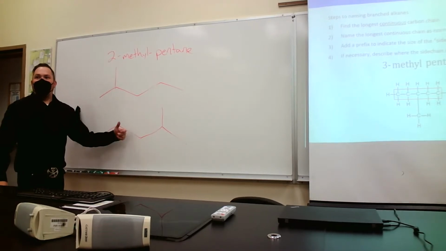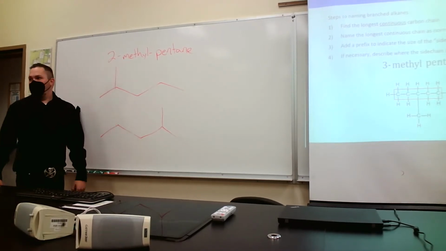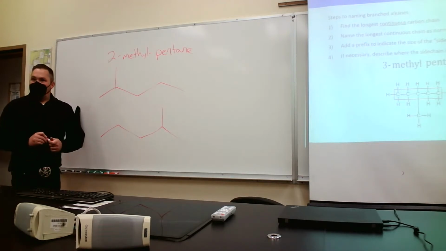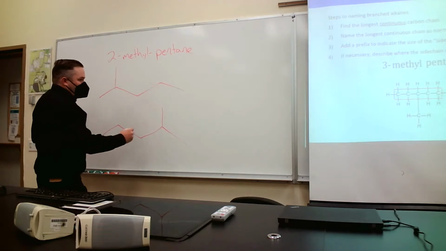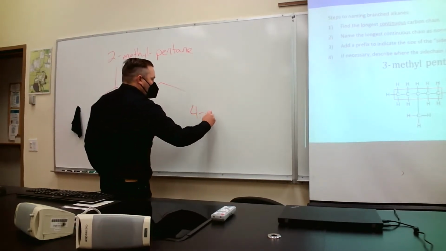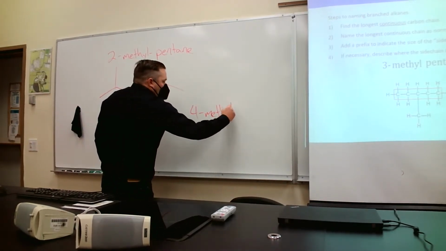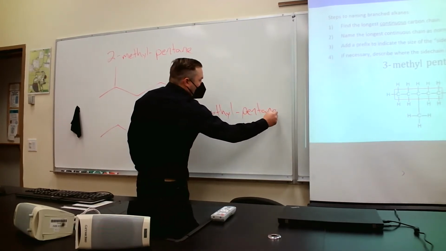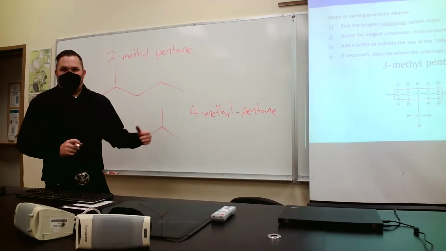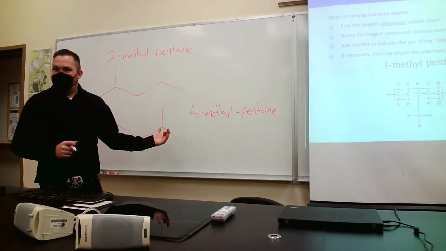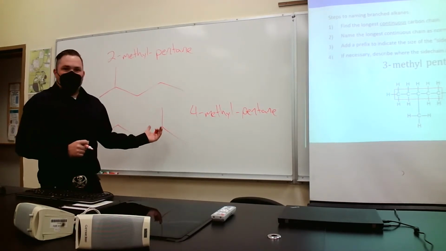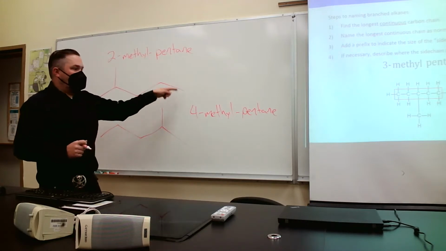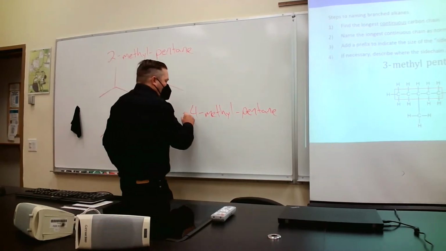So you always count from the side that keeps your numbers as low as possible, which takes a little getting used to. If you said 4-methylpentane, it's still going to give you the same molecule if you try to draw that, but it's a little redundant because these are not two different molecules. So we wouldn't actually say that.